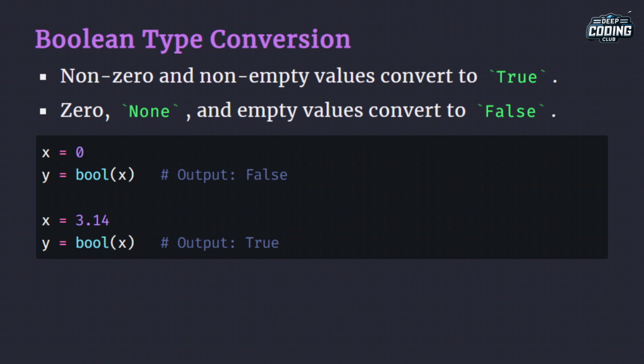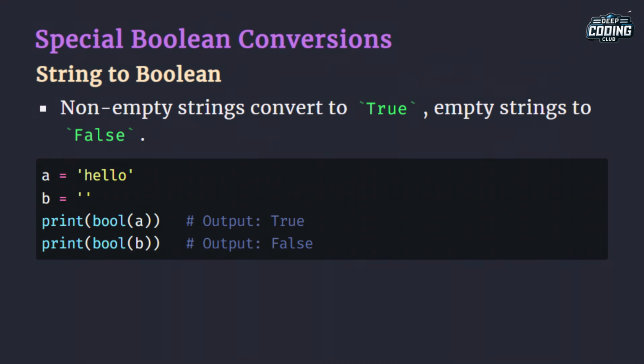And in case x is equal to 3.14, which is a non-zero value, so my output of y would be true. So see how easy it is. Let us take one more example of string to boolean conversion. We have just saw if your number is 0, then its output would be false, and if it is non-zero, then its output would be true.